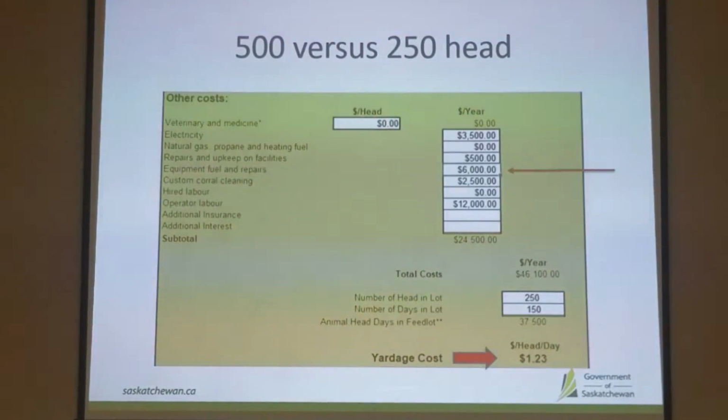But what if, instead of 500 head, we have 250 head? The one number that's going to change the most is the equipment fuel, so I just dropped that from $10,000 down to $6,000. And all of a sudden, with 250 head, you can see our yardage goes up to $1.23. I'm just trying to highlight that what you have invested in equipment and facilities, and how many head you have, is going to have a huge effect on that daily yardage cost.